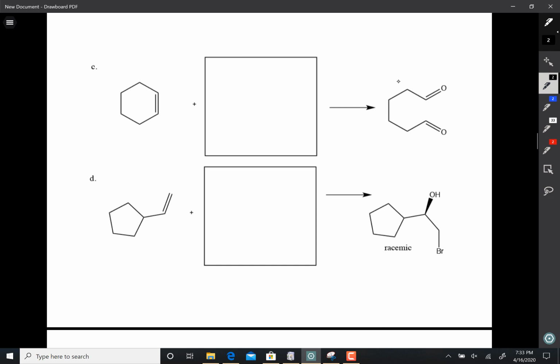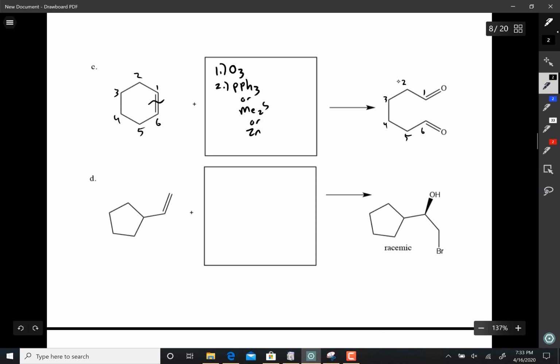Okay, C. Take a look at C. 1, 2, 3, 4, 5, 6. What we've done is we've broken the carbon-carbon double bond there. Well, we have lots of different ways of doing that. One way is ozonolysis followed by a reductive workup. So that could be triphenylphosphine, or dimethyl sulfide, or zinc and acetic acid. Any of these three, because you have aldehydes.